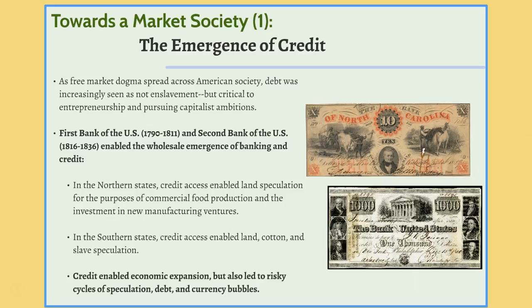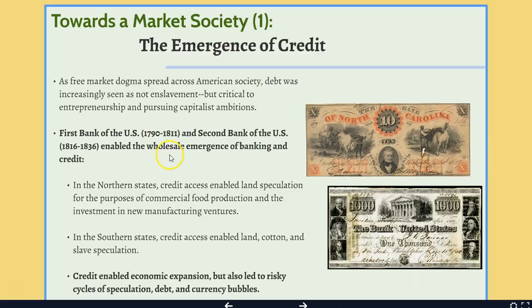And a couple examples of how credit is really starting to emerge as a critical component of our economic system. Think about the central banks of the United States. It began with the first Bank of the United States, and then it really blossomed with the Second Bank of the United States, which was established in 1816 and will be in place for 20 years. It's during that Second Bank of the United States that you really see the dramatic emergence of banking and credit in the United States.